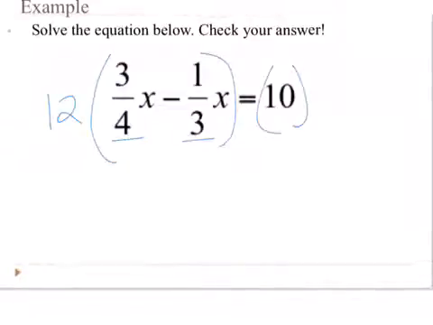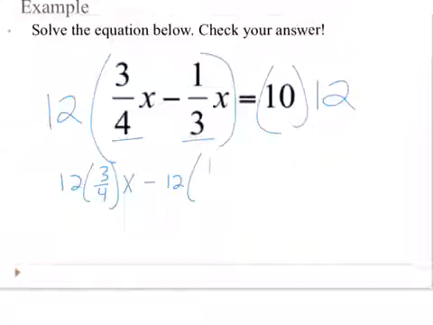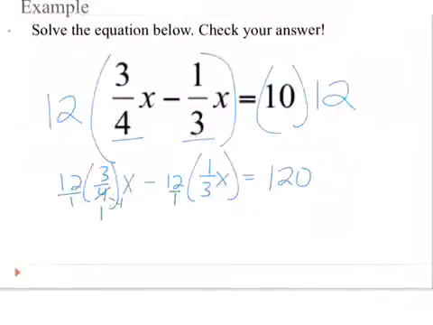And again, what we do to one side, we must do to the other. So when we distribute 12, we're going to get 12 times 3/4 x minus 12 times 1/3 x equals 12 times 10, which is 120. And we can do some cross canceling here. Put our 12s over 1 to make them fractions. 4 goes into 4 one time. 12 divided by 4 is 3. So that makes a 9x.